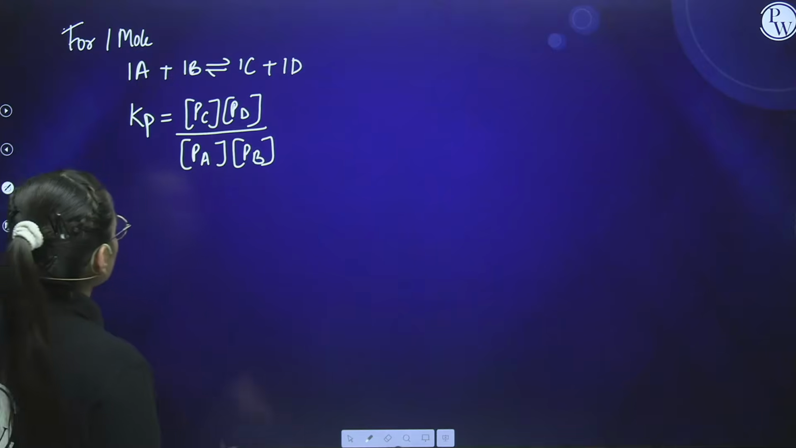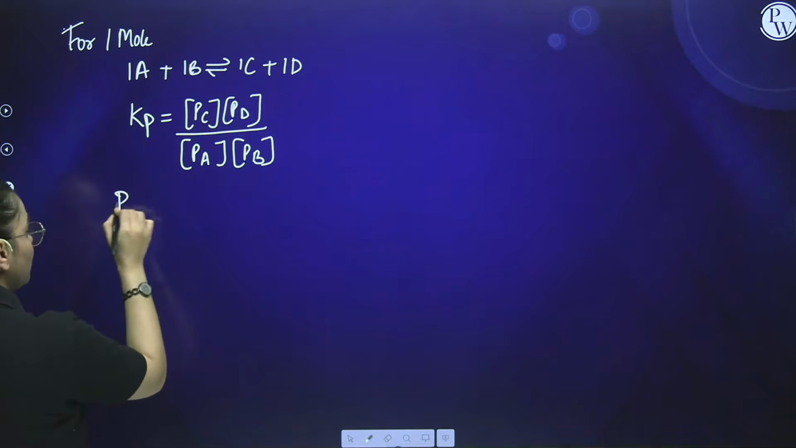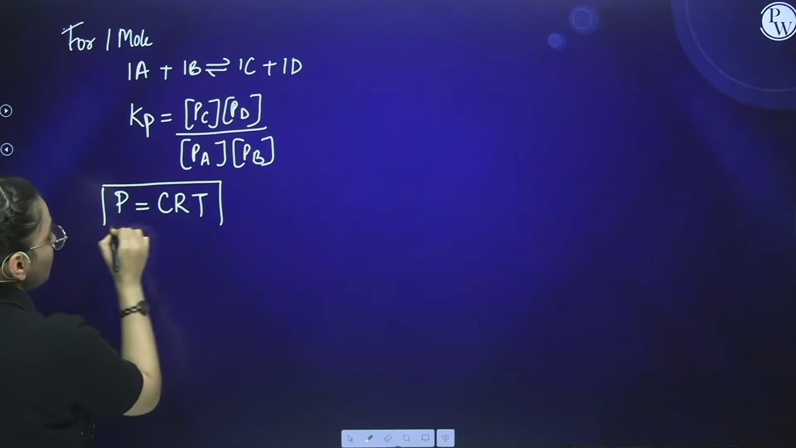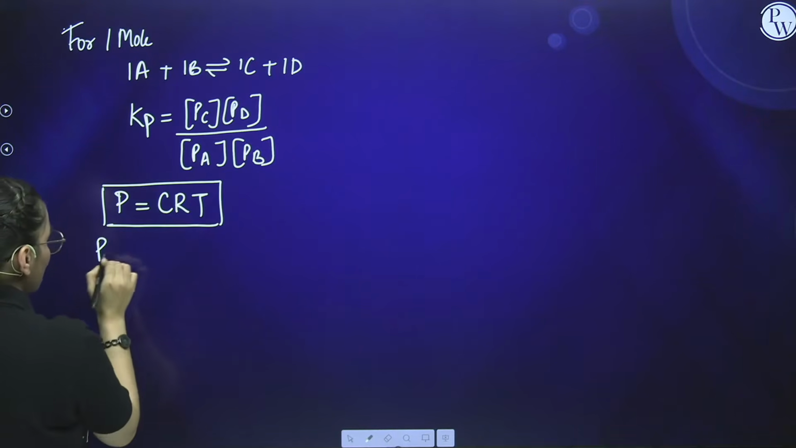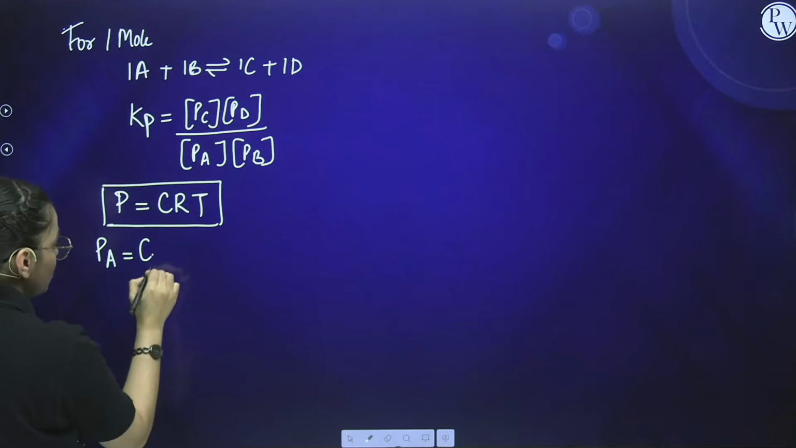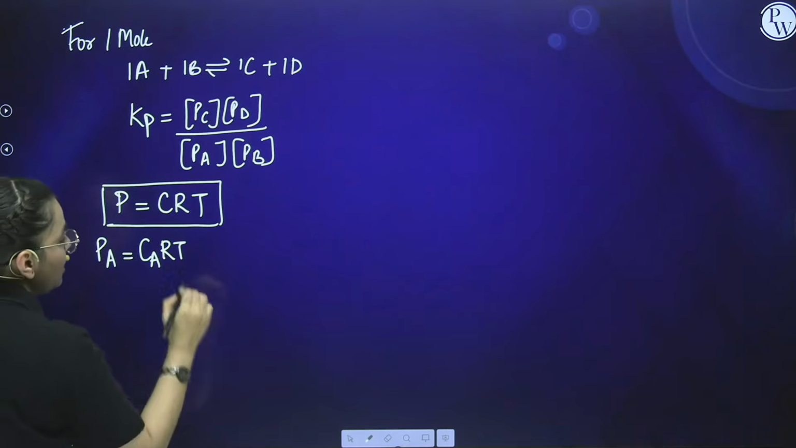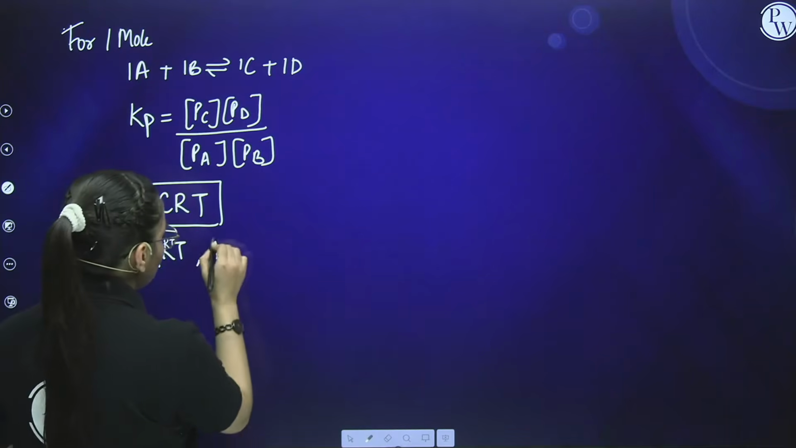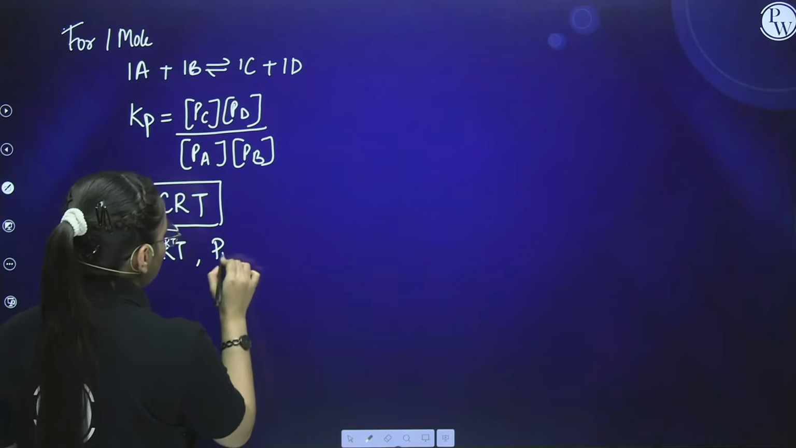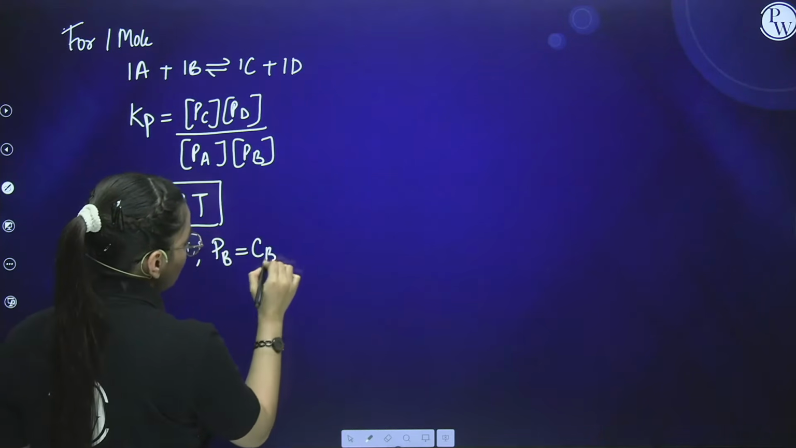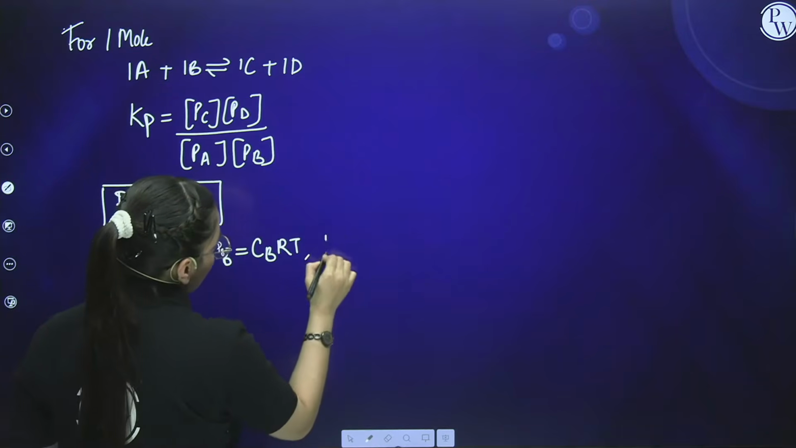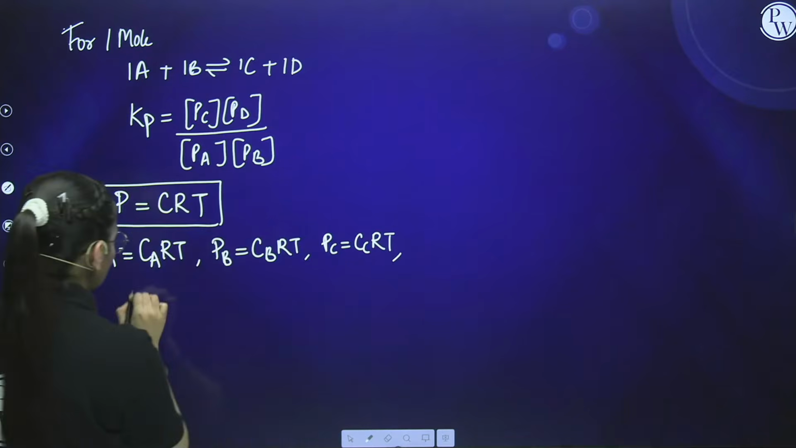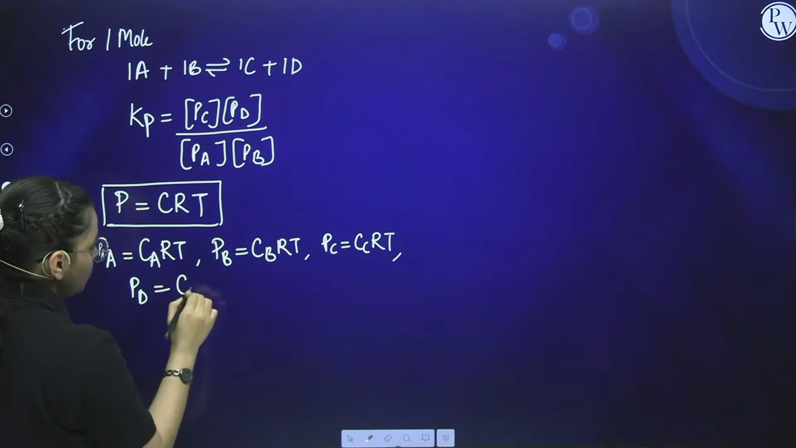Now comes the next part over here. We know that P is equal to CRT. We know this thing. So we can write over here what is PA. PA will be equal to CA into RT. Gas constant and temperature are constant, right? CA is the concentration of A. PA is the partial pressure of A. Now PB is equal to CBRT. PC is equal to CCRT, while PD is equal to CDRT.